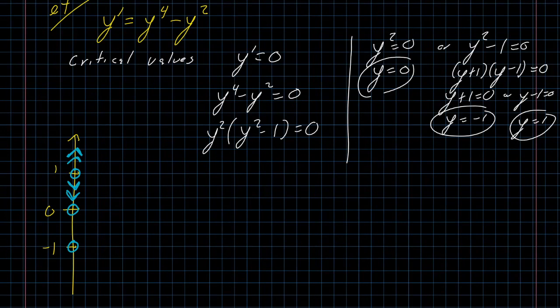If I try a negative value like negative 1/2, I actually get the same result, negative 3/16. So the function is still decreasing in this range. And if I try something very small and negative, like negative 2, that's going to give me negative 2 to the 4th, which is positive 16. Negative 2 squared is positive 4. So the difference there is positive 12. Y prime is positive, so the function is increasing.